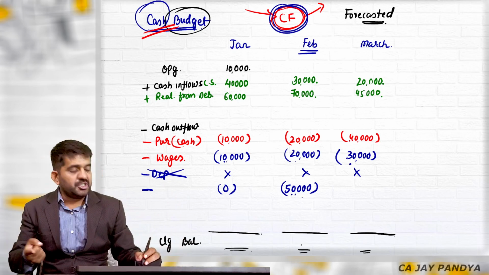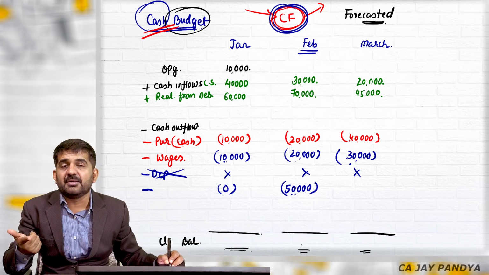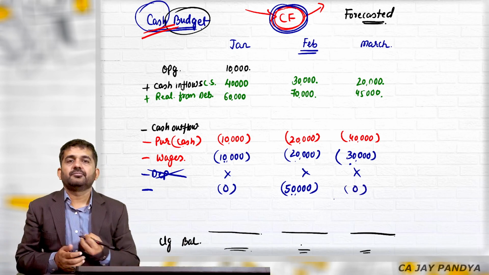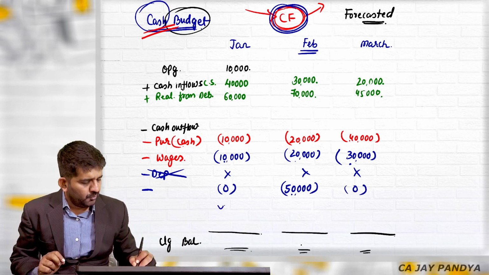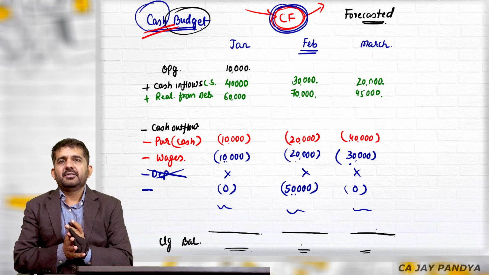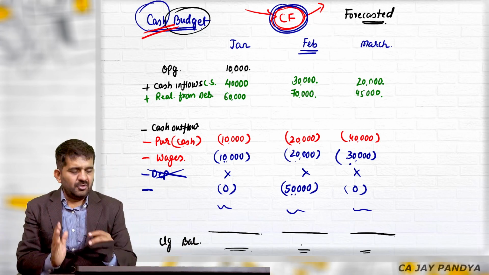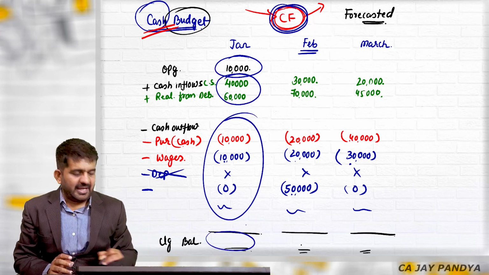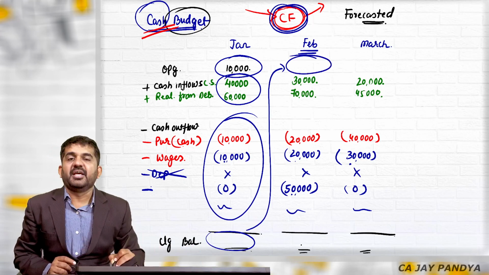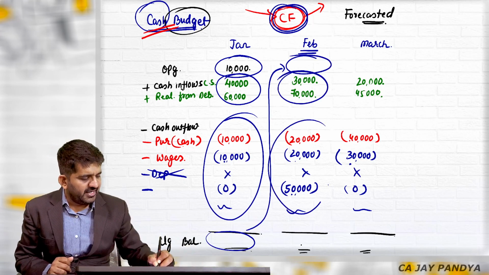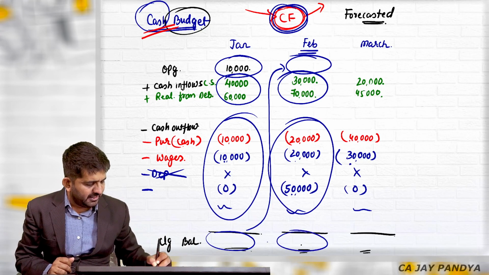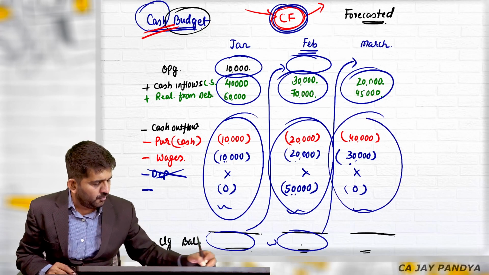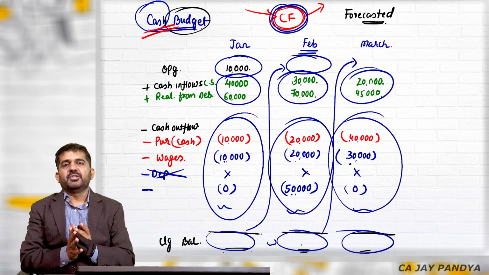I have purchased machinery in cash, so I will have a cash outflow of 50,000. All the cash outflows will be written over here. Opening, plus cash inflow, minus cash outflow, I will get the closing balance, which I will take as opening in the next month. Again, cash inflow added, cash outflow subtracted, I will get the closing balance, which will become the opening balance of the next month. Again, cash inflow minus cash outflow, closing balance of the month of March.